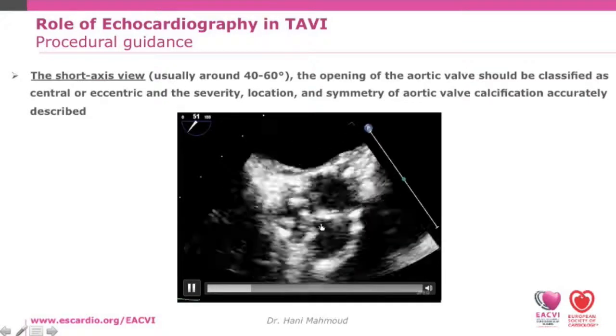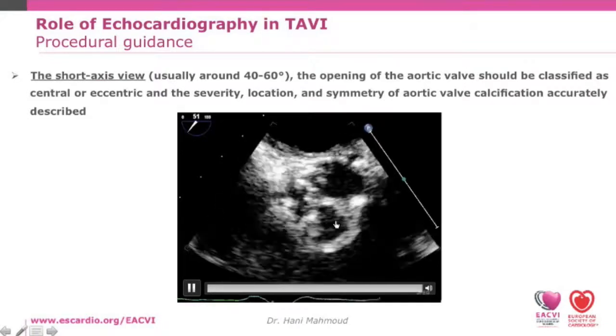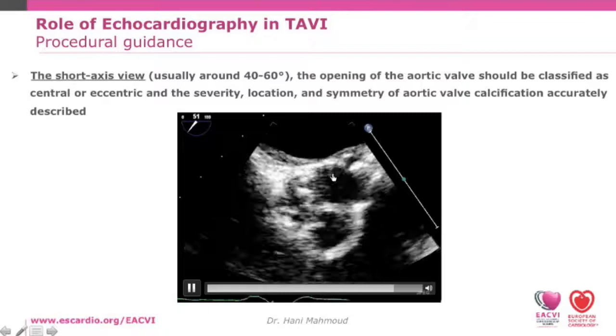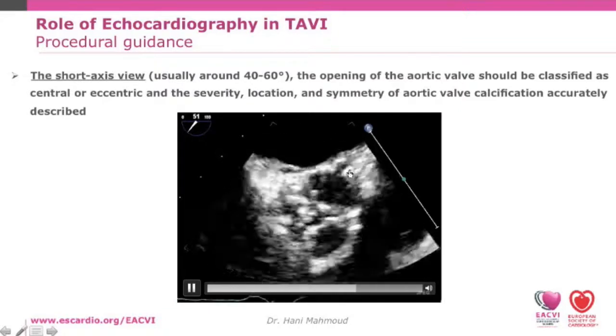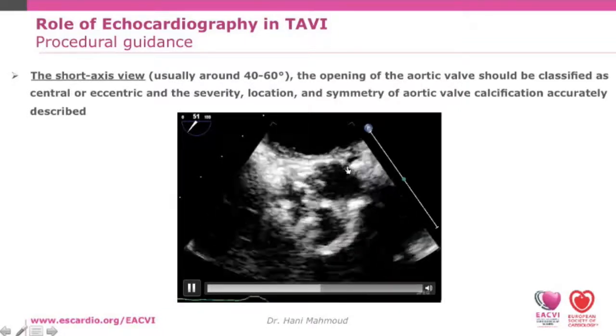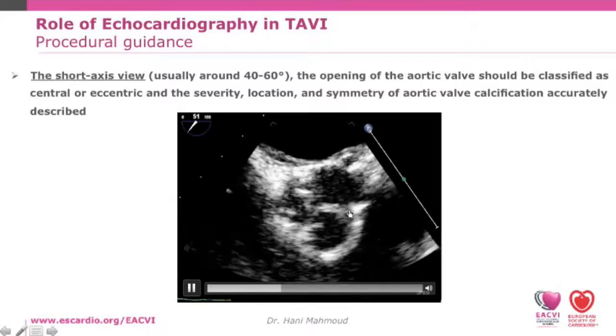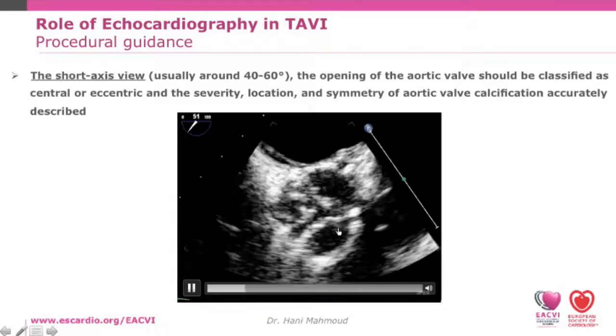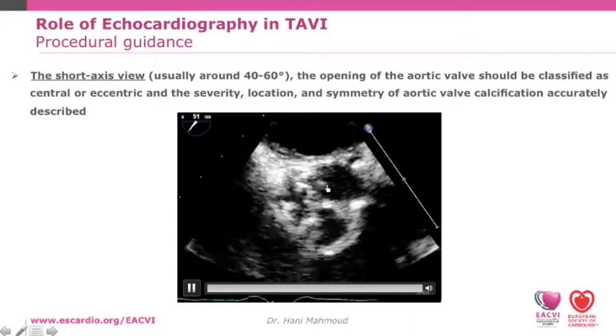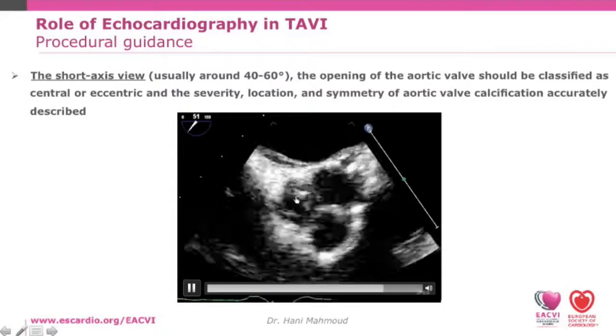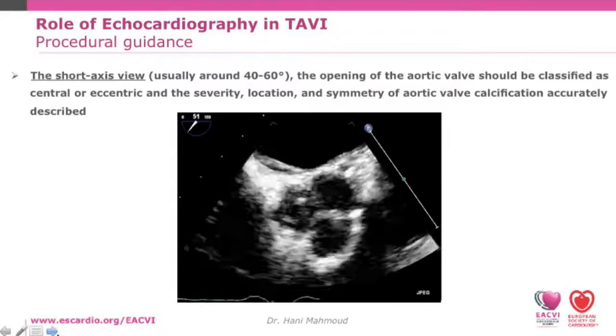Also, the short axis view is very helpful because it gives you an idea about the calcium distribution and the nearby calcium lumps in relation to the left main ostium. We know that the uneven distribution of calcium carries a higher risk of asymmetrical expansion of the prosthesis with paravalvular regurgitation.